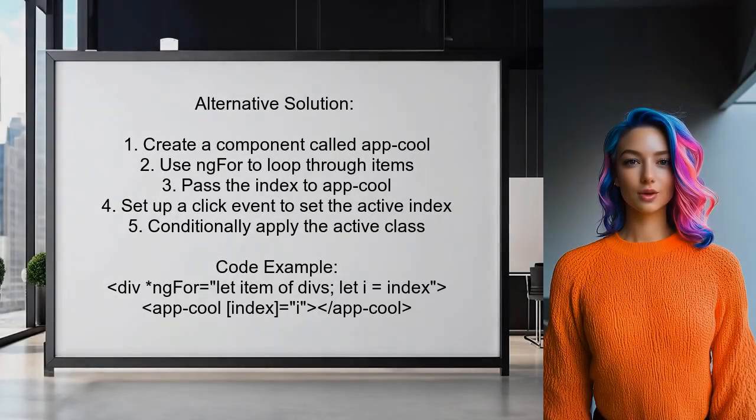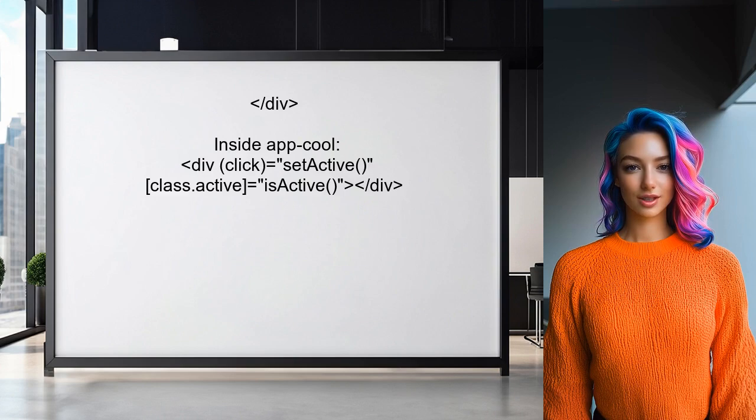An alternative solution provided by another user involves creating a component called appCool. In this approach, you loop through your items using ngFor and pass the index to the appCool component. Inside the appCool component, you set up a click event that triggers a method to set the active index. The active class is then conditionally applied based on whether the current index matches the active index.